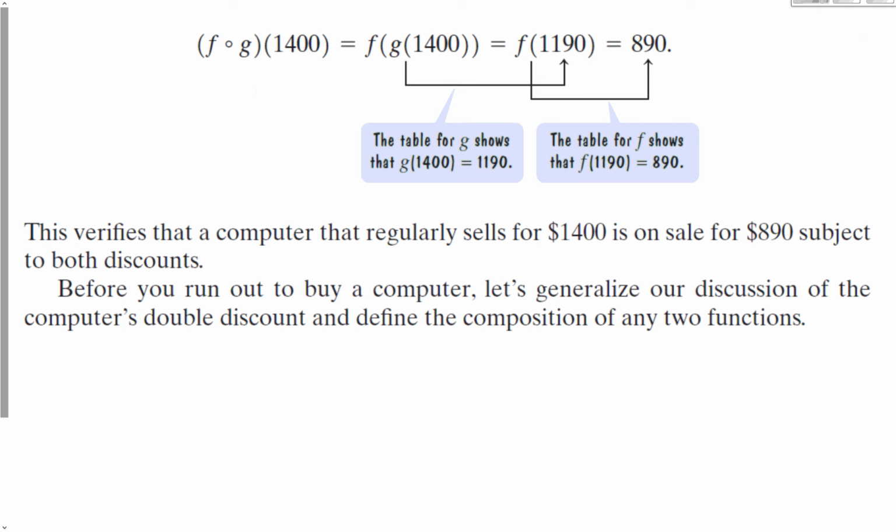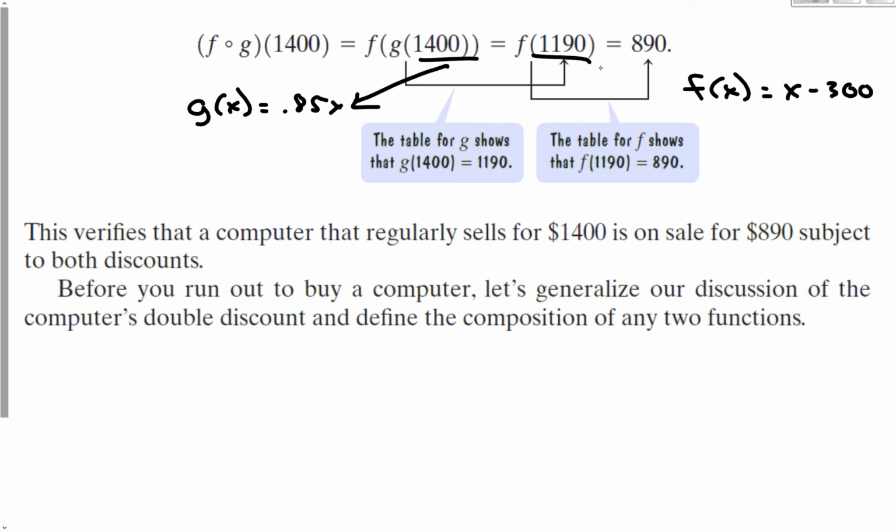So let's look at this with numbers. So remember my functions here was g of x was 0.85x, and f of x was x minus 300. So what we're doing is we're taking 1400, putting it into g to give me 1190, and then 1190 goes into f to give me 890. The input goes into the first function. Your answer, the output, is what goes into the second function as the second function's input. Okay?